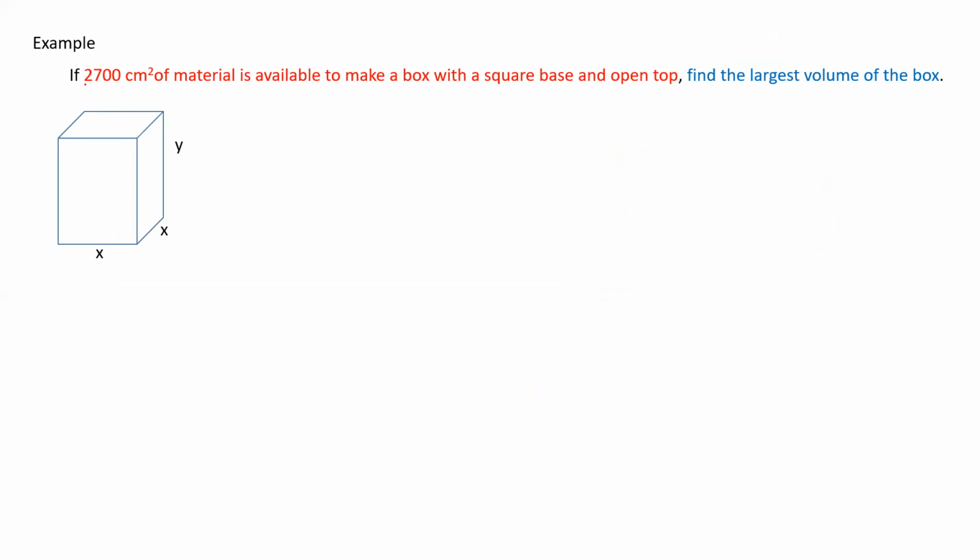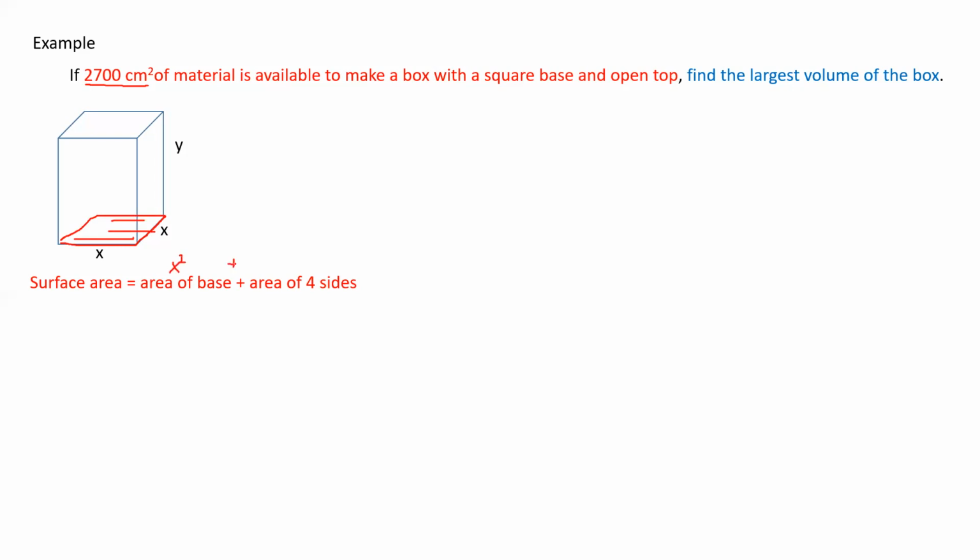Let's start with this information. The material is, if you were imagining you were putting paper around this, let's say you're gift wrapping it. The question is, how much paper do you need? So we're talking about the surface area. The surface area is the area of the base. So when you find this area, x times x, that would be x squared.